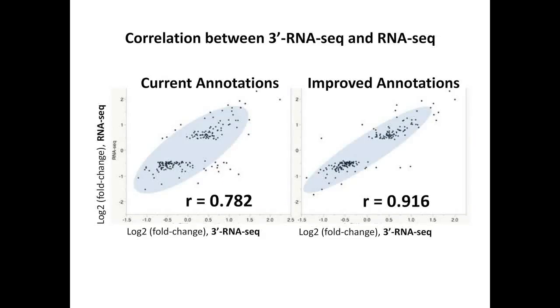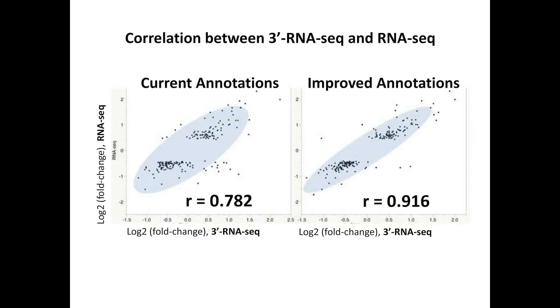So the results show a high improvement when we use the improved annotation. In the current model, the correlation between RNA-seq log2 fold change and 3' RNA-seq log2 fold change is 0.782. This is the correlation between the 2 technologies. So correlation 0.78 compared to correlation 0.91 shows that all the improvements we did for the gene model using 3' RNA-seq data helped us reach high accuracy.